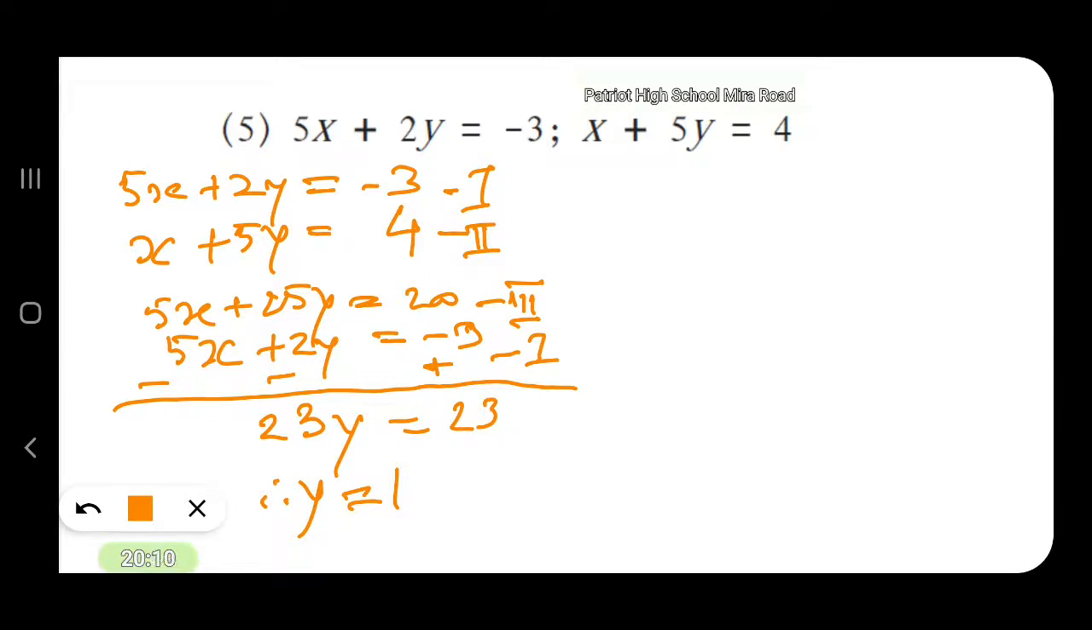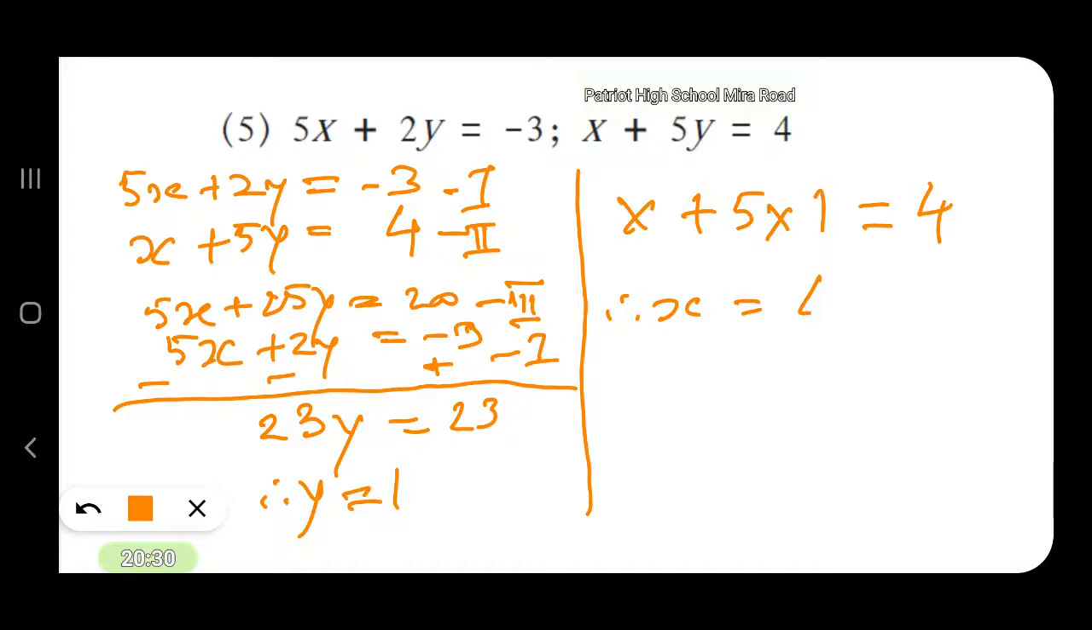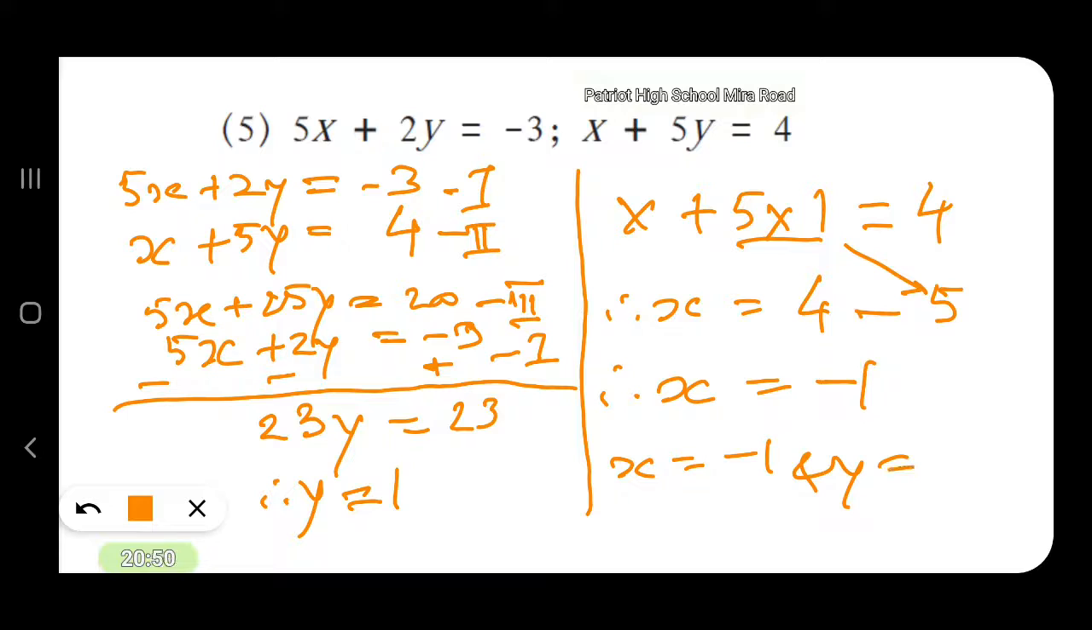Now substituting the value of y in equation number 2, we have x plus 5, y is 1. So we will write 1 instead of y. This is equal to 4. Therefore, x is equal to 4 minus 5. 5 ones are 5, so it goes to the other side. It becomes minus. Therefore, x is equal to minus 1. So the solution of the equation is x is equal to minus 1 and y is equal to plus 1.